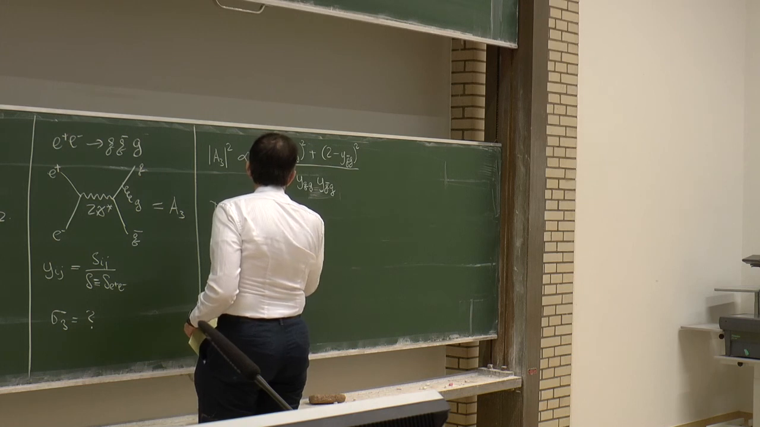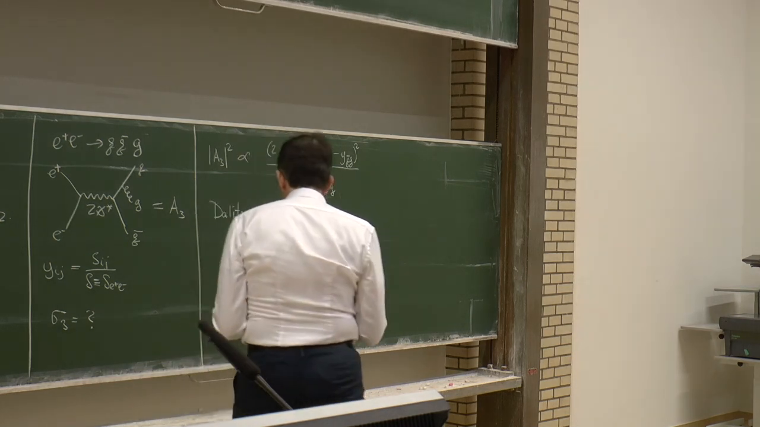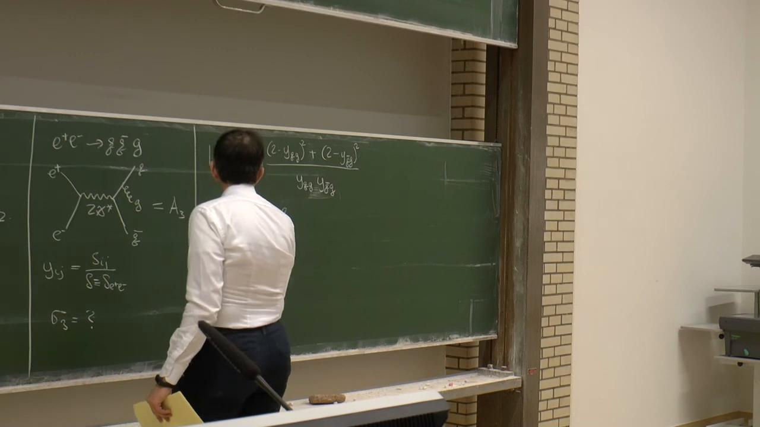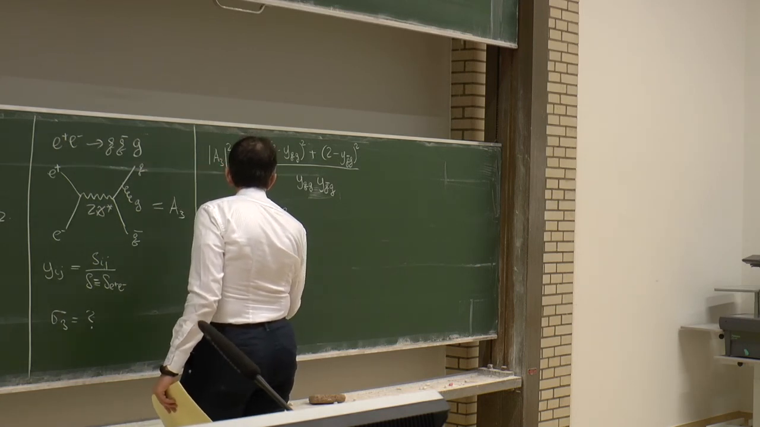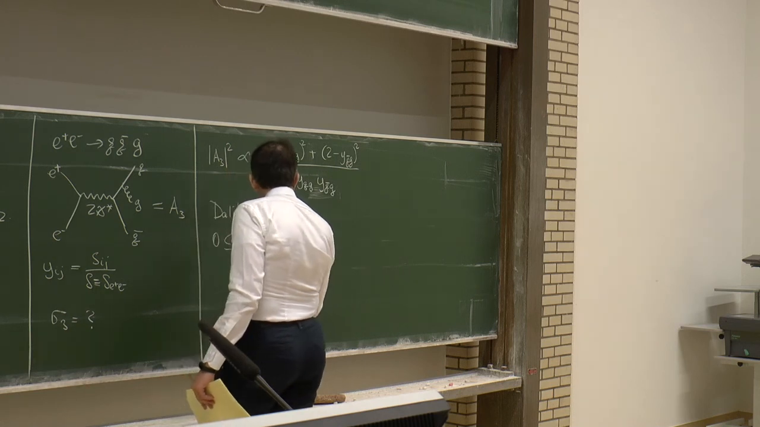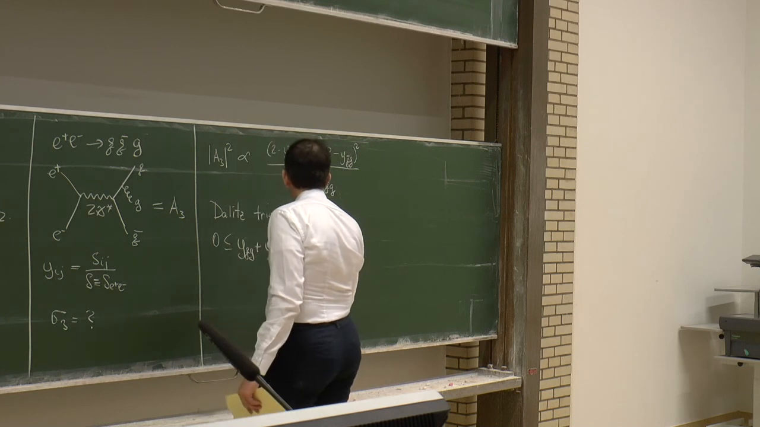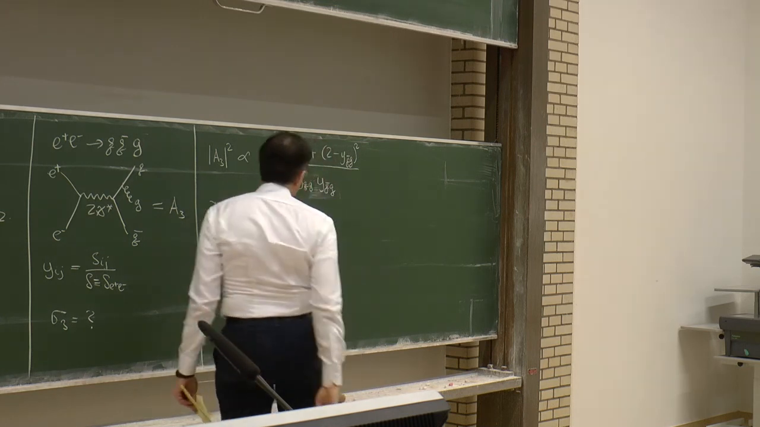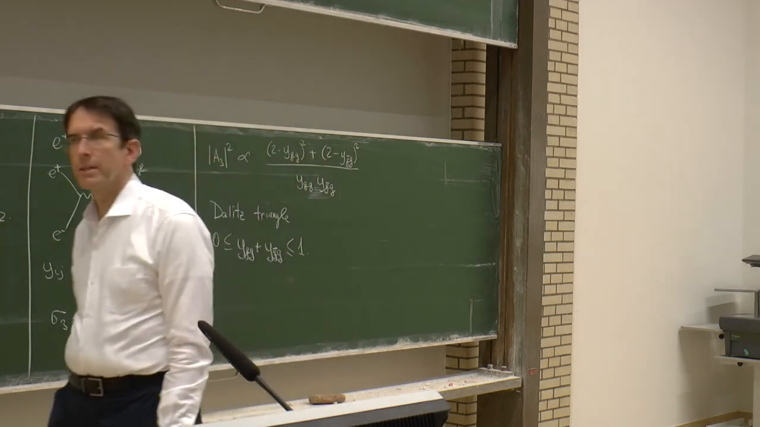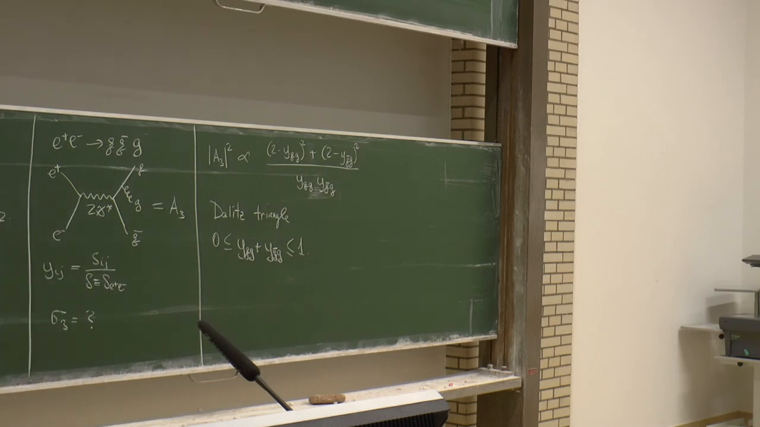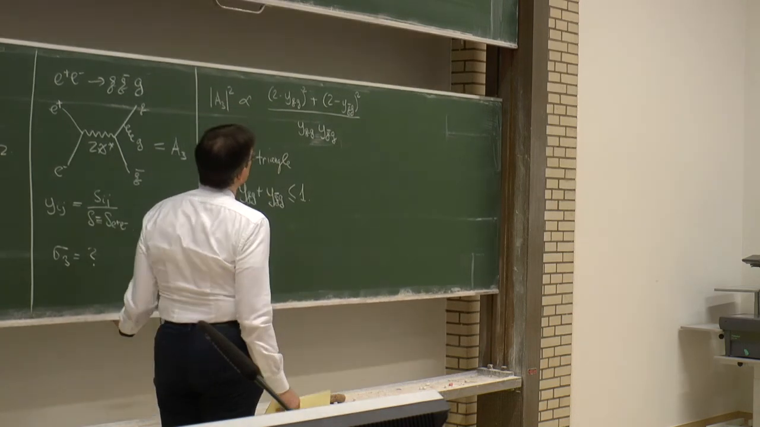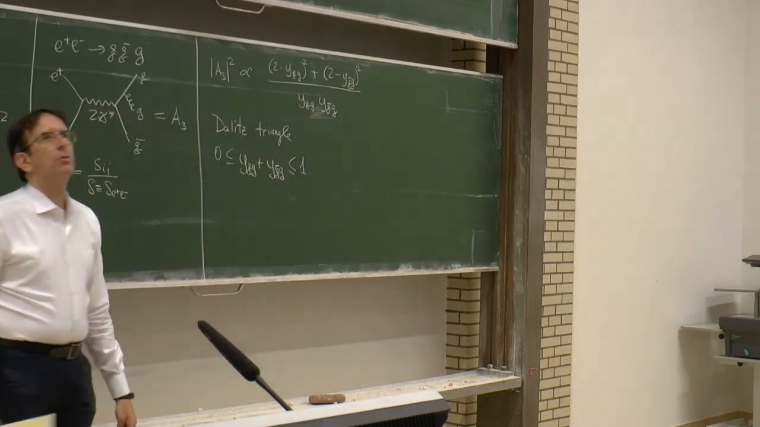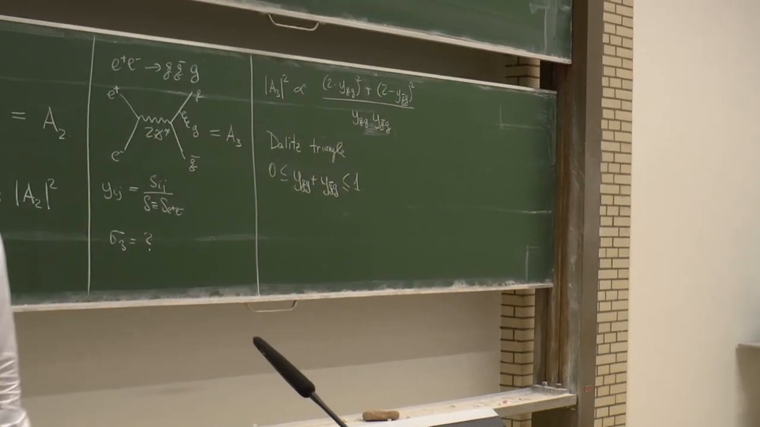And the Dalitz region is complicated if there are masses, but when we just have massless particles, it's quite simple. We just have an integration over the triangle defined by these scaled invariants, the sum of them less than 1. So, I think you can see already that we have a problem.